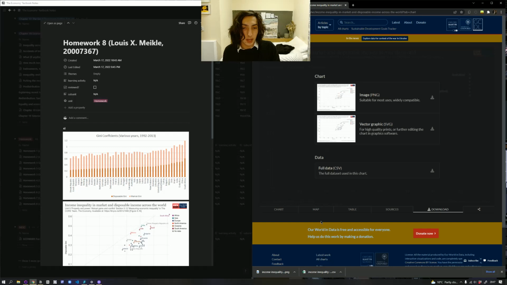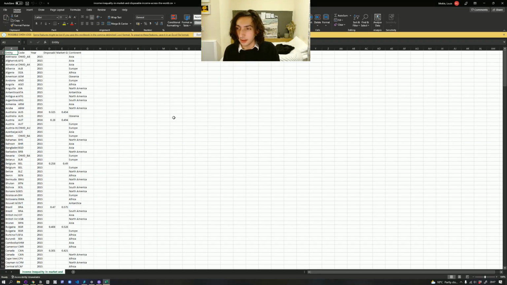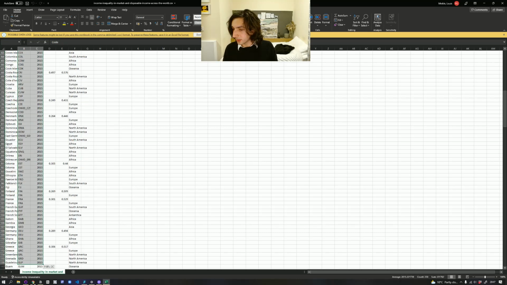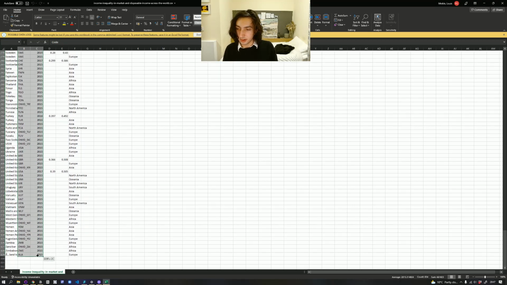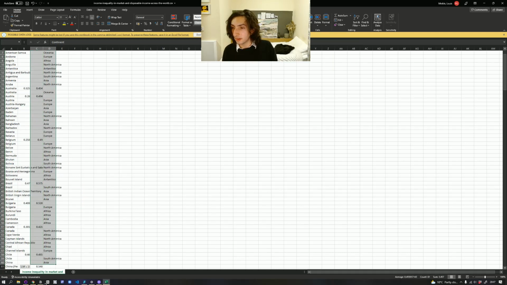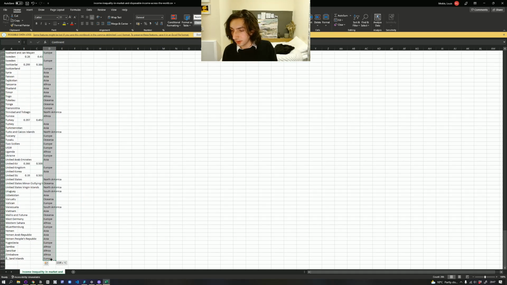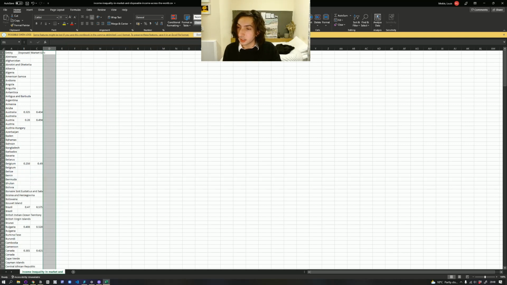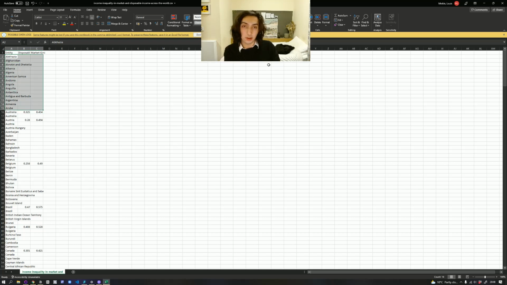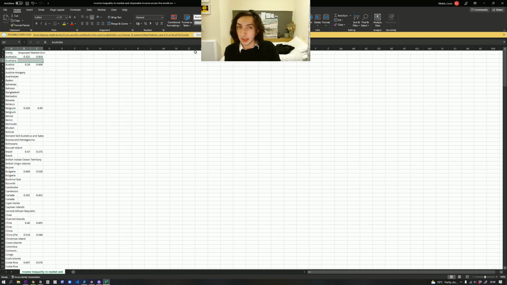So, for this, we are essentially going to need to look at our income data here. So here we have multiple countries. We've got their disposable and market Gini coefficients. See, what I did here was I removed all the unnecessary information. In this case, that is the country code and year and the continent. So these are unnecessary pieces of information. And then what you essentially want to do is delete all the countries that don't have disposable or market Gini coefficients. So delete that, delete that.